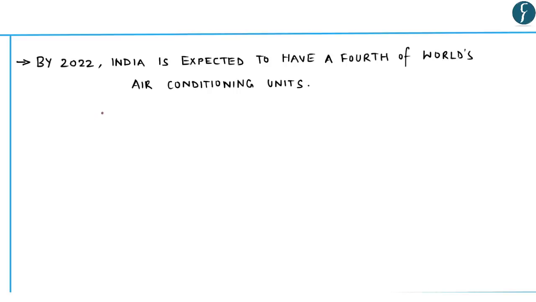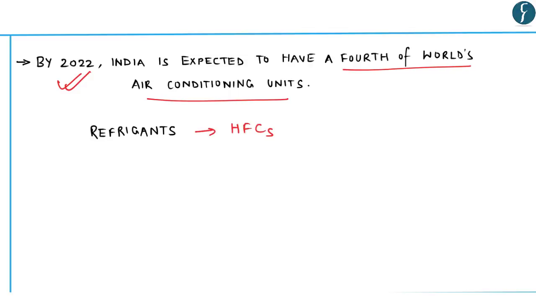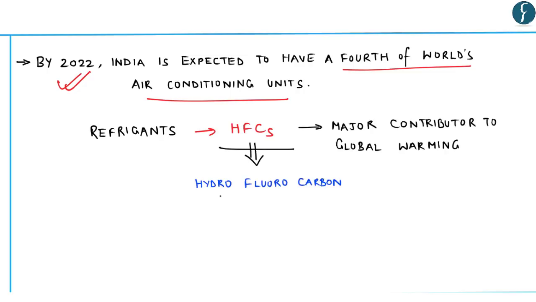So the news says that by the year 2022, India is expected to have a fourth of the world's air conditioning units, and this is very bad news with respect to global warming. Now, this will have a major impact on climate change as the refrigerants used in the cooling of air conditioners, that is HFCs, hydrofluorocarbons, are a major contributor to global warming. The news further says that if these air conditioning units expand like this, then they can cause global temperature to rise by at least 0.5 degrees Celsius.